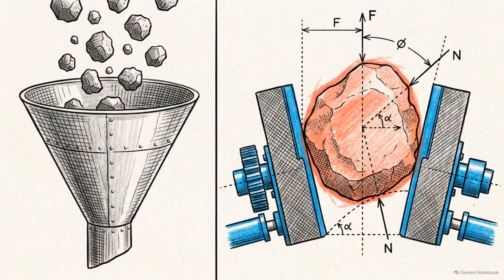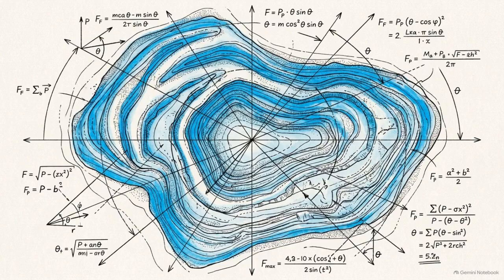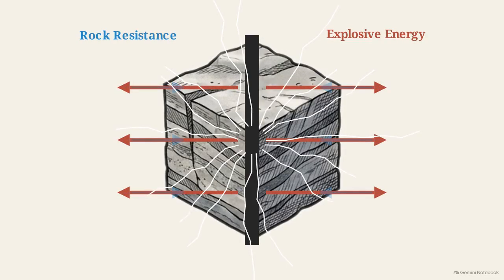On the left, well-fragmented rock flows into a crusher. On the right, a single oversized boulder has jammed the mechanism, halting the operation. To prevent these delays, engineers calculate the variables of energy and resistance, framing the blast as a solvable physics problem.